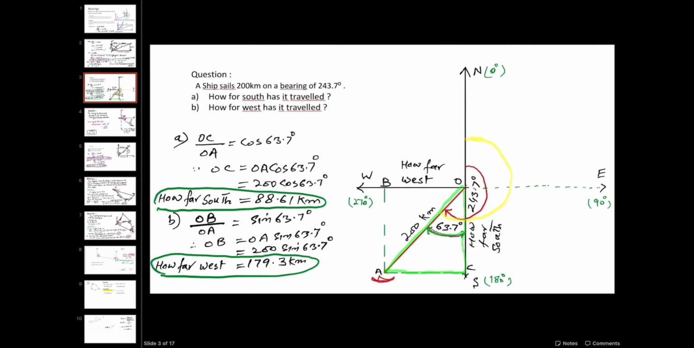Now the B part. OB upon OA is equal to sine 63.7 degrees. Therefore OB is equal to OA sine 63.7 degrees. But OA is 200 kilometers. So OB is equal to 200 sine 63.7 degrees. So how far west did this ship travel? That is equal to 179.3 kilometers.